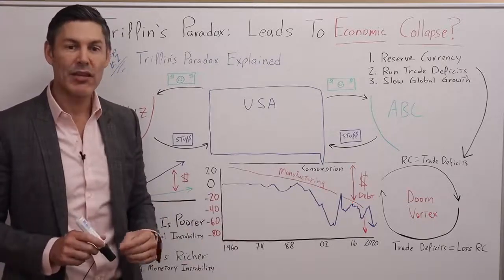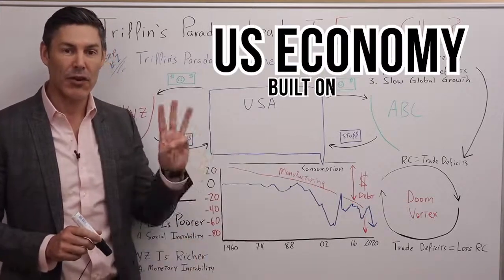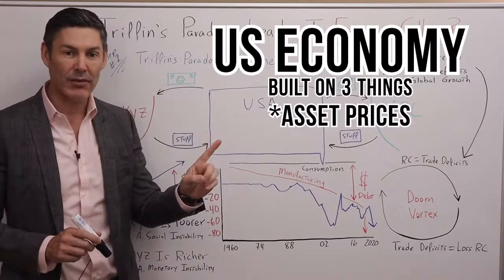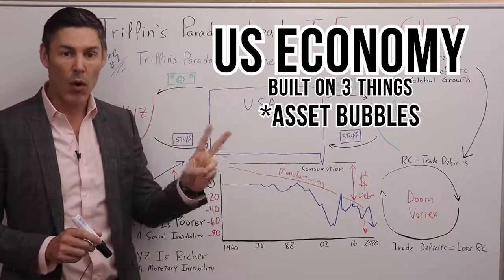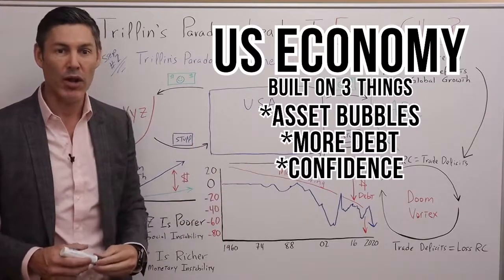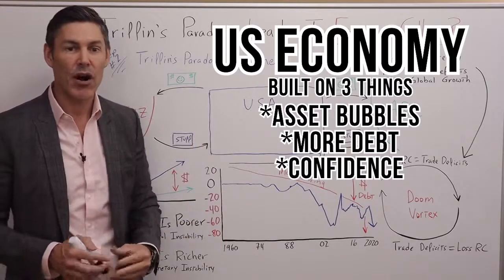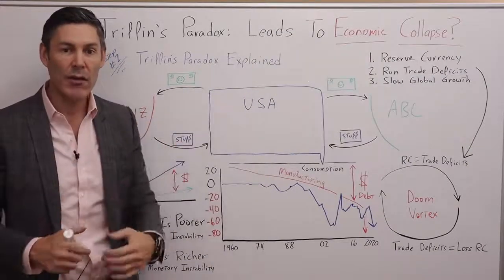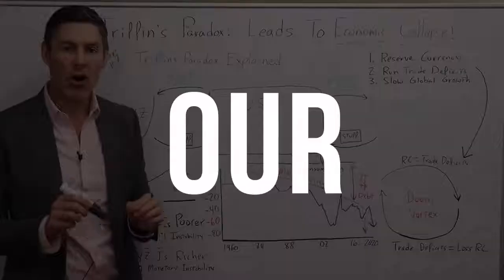This is why I say the United States economy is built on three things: asset prices or asset bubbles, more and more debt, and confidence. If we don't have one of those three things, the house of cards comes crashing down because fundamentally our economy is very unstable.